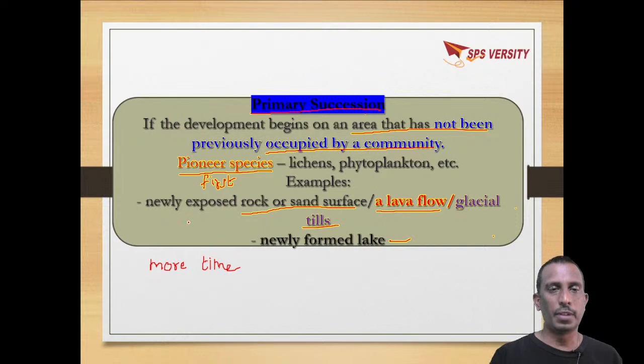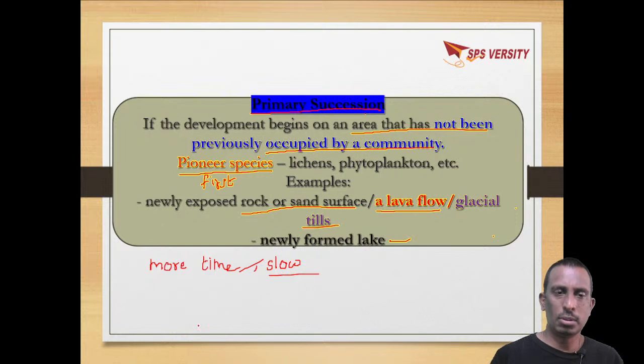Okay. For establishment on this place where it is newly formed, where there is no community previously, it will take more time. It takes thousands of years, and it is a very slow process. So primary succession starts on a place where there is no community at all previously occupied by any community. That's why it requires more time and the process is slow.